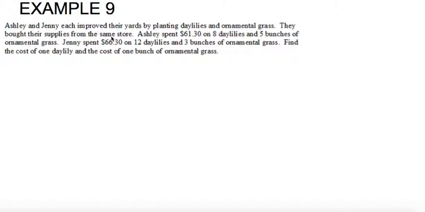Example 9, solve the system in word problem format. So we want to read the problem first. Ashley and Jenny each improved their yards by planting daylilies and ornamental grass. They bought their supplies from the same store.